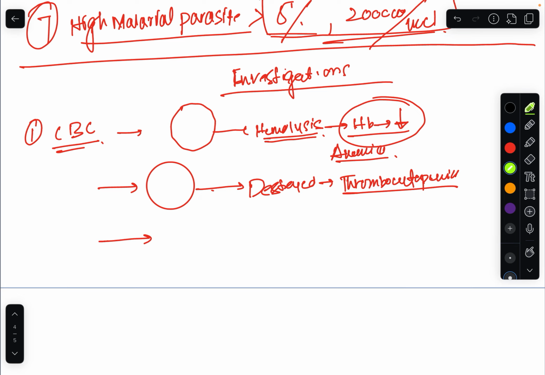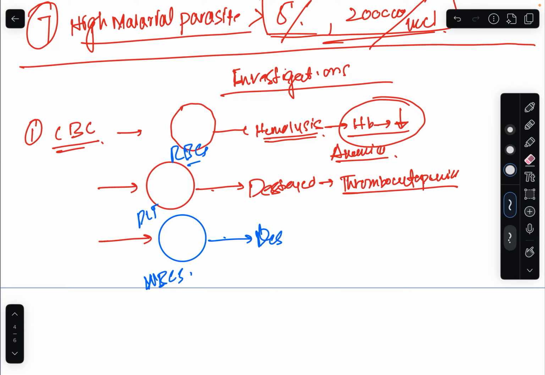Then you have your third cells, and these are known as WBCs. These are platelets and these are RBCs. So WBCs are also low. This is known as leukopenia.